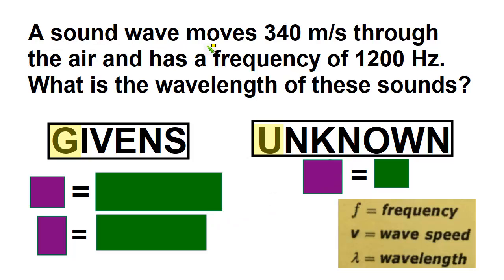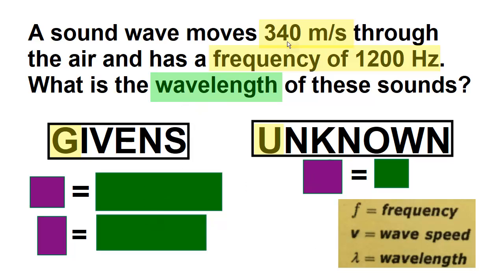A sound wave moves 340 meters per second. So there's the units and the number. Through the air and has a frequency of 1200 hertz. And then the question is what? What is the wavelength? So those are what's in the word problem. So now we just got to put them down in our givens and our unknown.